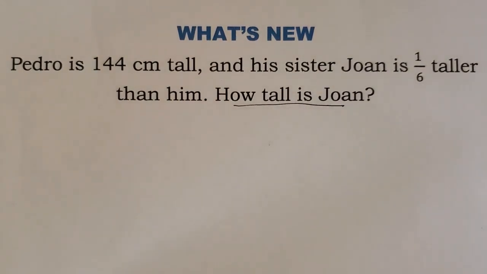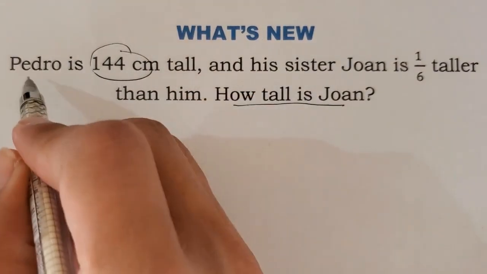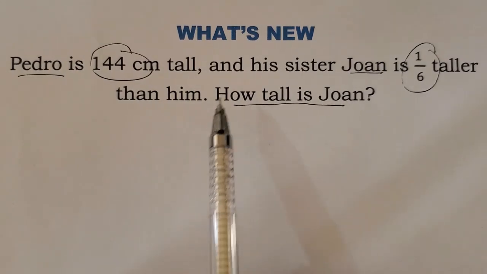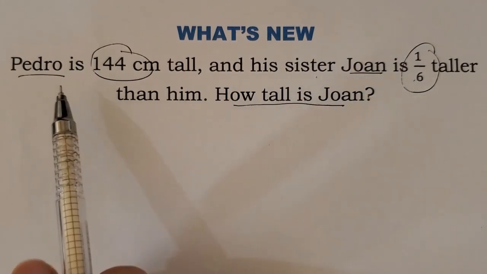The height of Joanne. And of course, the given here is 144 centimeters, which is the height of Pedro. And of course, 1/6 taller, which is the height of Joanne. So, in this problem, we will try to analyze first who is taller. Will it be Pedro or Joanne? Sino yung mas mataas? Si Pedro ba or si Joanne? In this case, the problem says here that Joanne is 1/6 taller than Pedro.